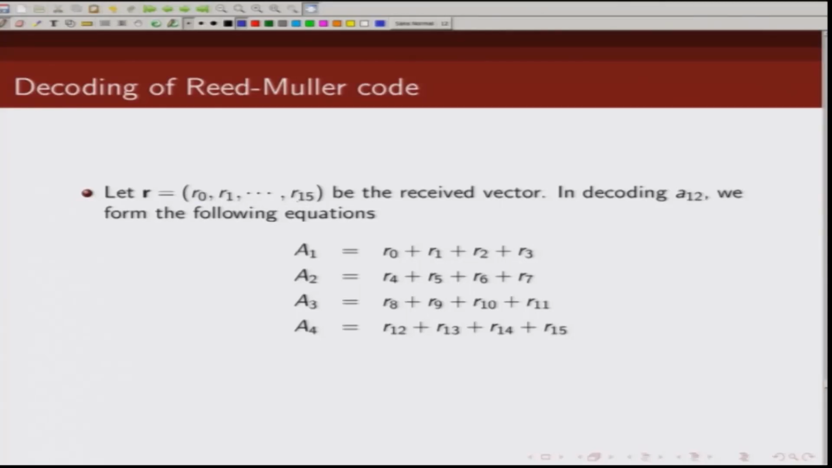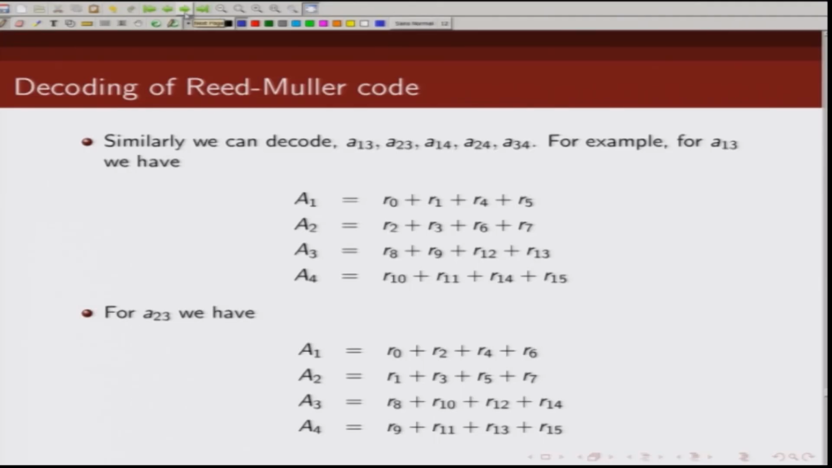So, let us say my received bits are R0, R1, R2, up to R15, corresponding to the transmitted bits B0, B1, B2, up to B15. Then I can decode A12. How? I will just add these first 4 bits, then the next 4 bits, the next 4 bits, the next 4 bits. So, I am getting 4 independent views about what A12 is, and then I will take a majority decision. If the majority are saying 0, I will go for 0, otherwise I will go for 1. Now, in exactly the same way I can decode other bits.